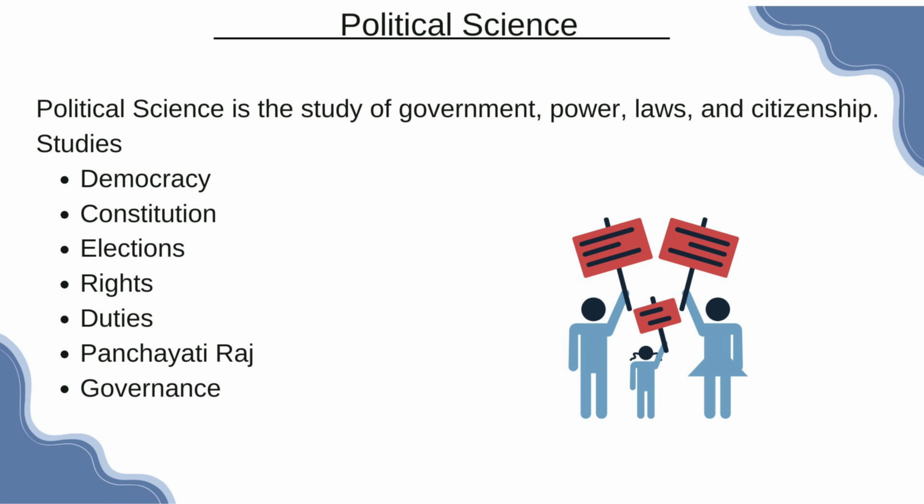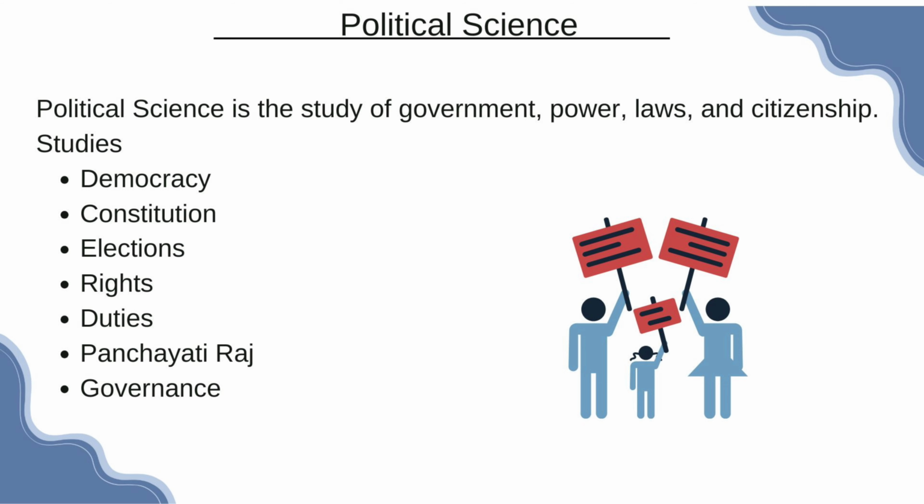Political science in everyday life. Now think about your own life. When you follow traffic rules, political science is there. When you vote after turning 18, political science is there. When you receive government services, political science is there also. When laws protect your rights, political science is there.